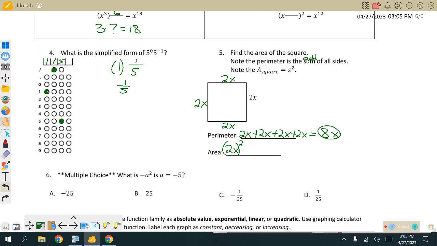This is what we've just been doing for the last couple days. You're going to use your power rule. 2 squared, x squared. There's a 1 here, and there's a 1 there. So we're going to multiply those exponents. 1 times 2, 1 times 2. So what's 1 times 2? 2. And what's 1 times 2 again? So it's 2 squared, x squared.